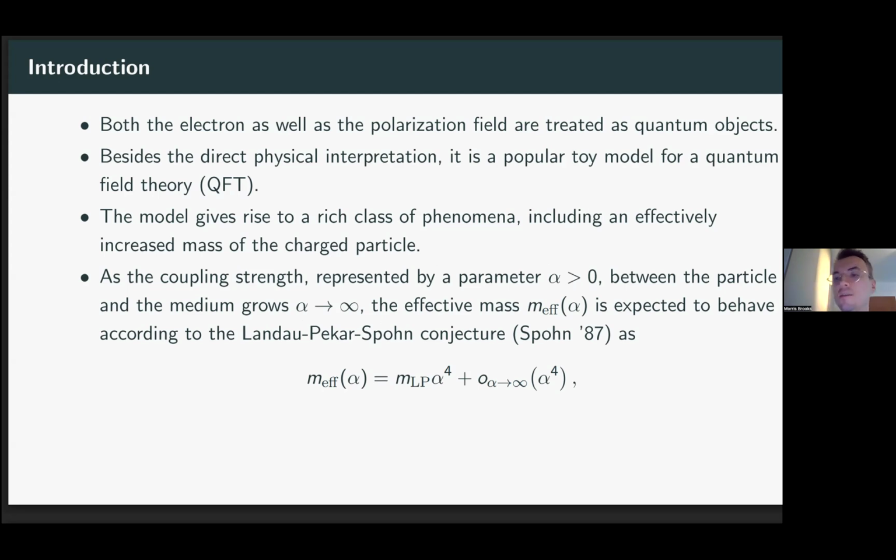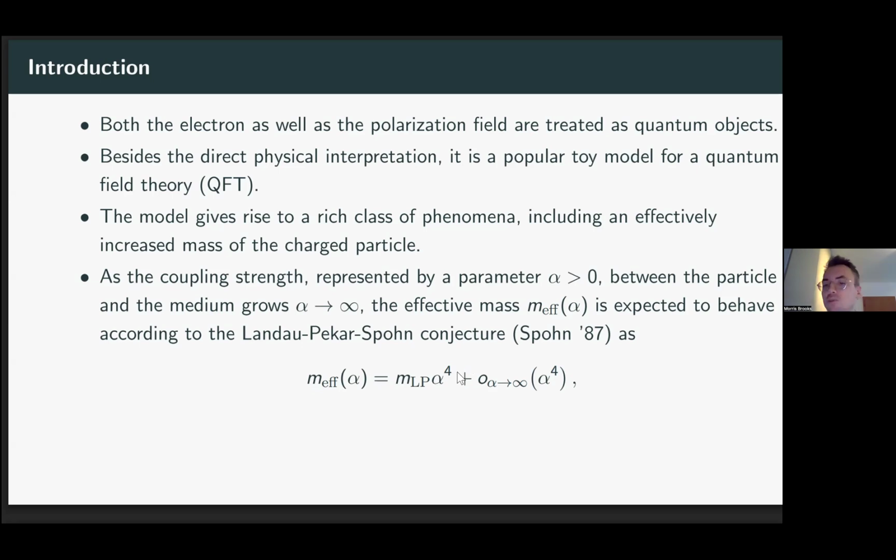And then there is a quite well-known conjecture in the literature, which in the form I'm stating it here dates back to Herbert Spohn from around 1987, which tells you that the effective mass as a function of the coupling strength alpha increases with alpha to the fourth power.